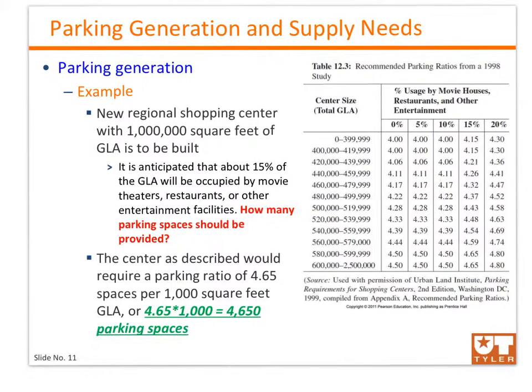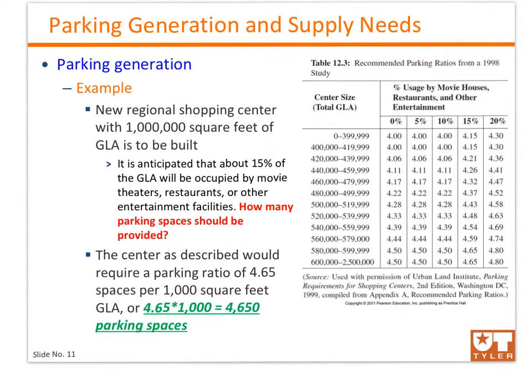Let's assume that instead of having 15%, I'm going to have 0%. If it's 0%, it's just going to be 4.5 times 1,000. So I'm going to have 4,500 parking spots compared to 4,650. The difference is about 150 parking spaces, and those 150 parking spaces again are big money. So if you are not having that amount of entertainment, you can drop it down by 150 parking spots compared to this case here.